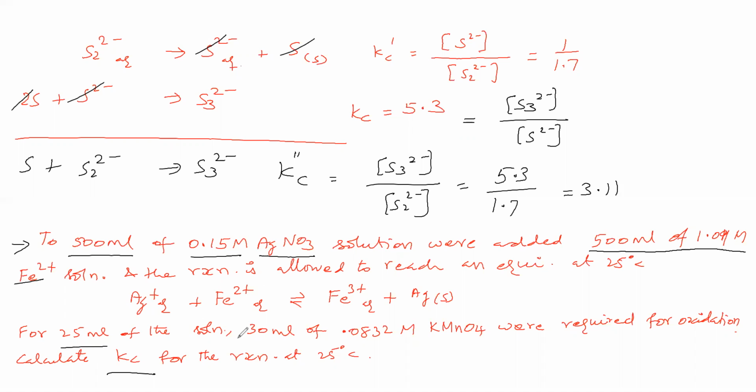For 25 ml of the solution, 30 ml of 0.0832 molar potassium permanganate were required. 25 ml of which solution? This equilibrium solution. They have taken 25 ml of this equilibrium solution, requiring this much potassium permanganate. So why have they given this clue? What is the reason? That we will see.